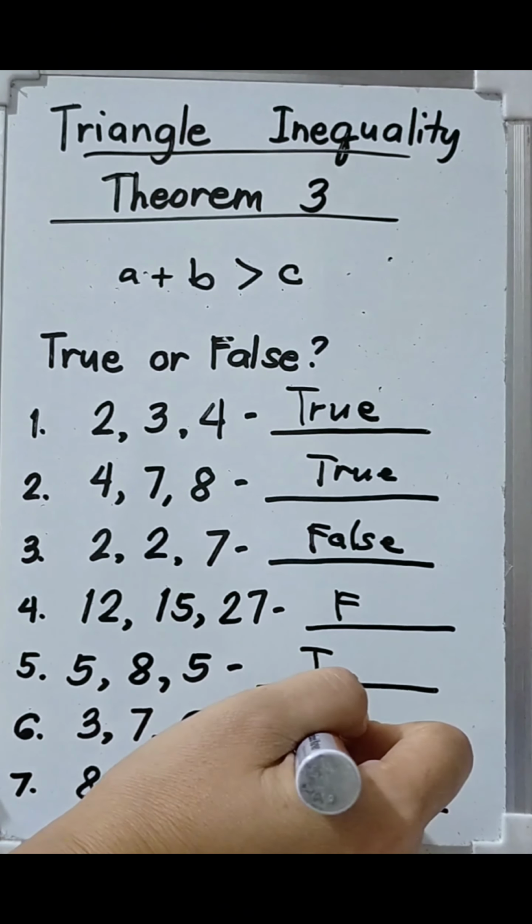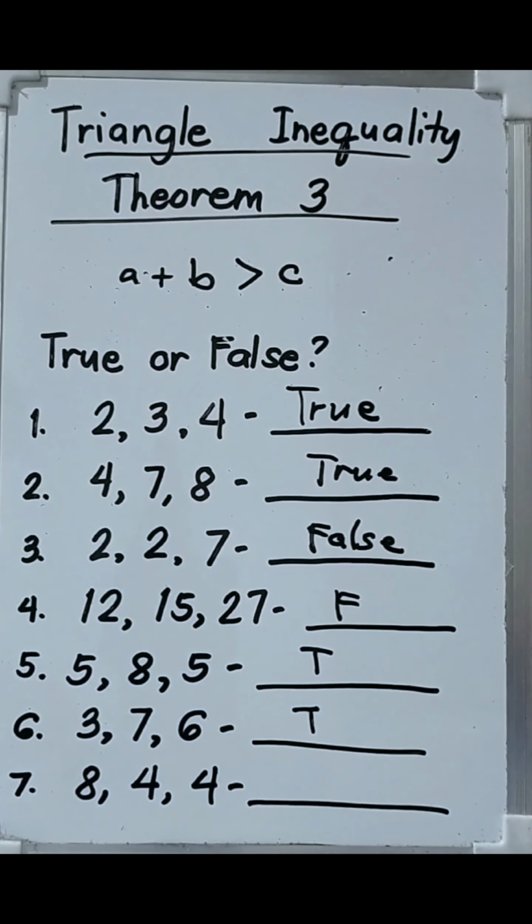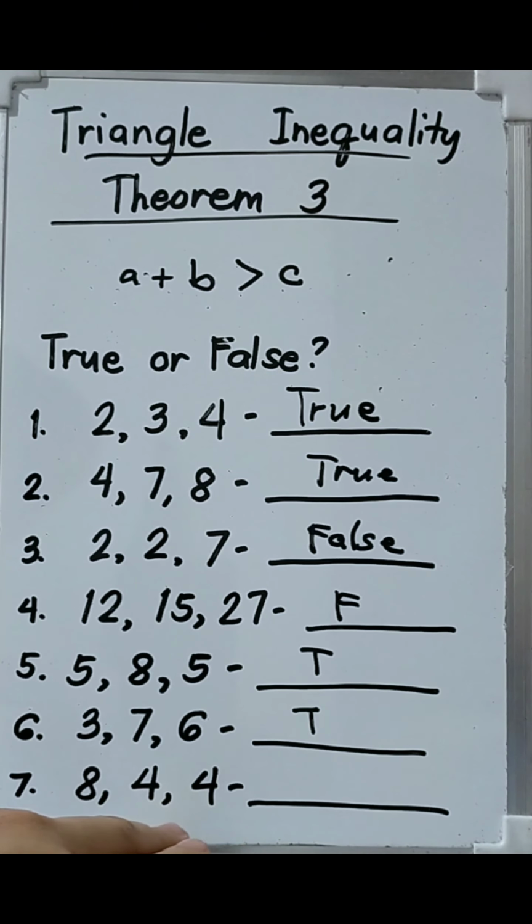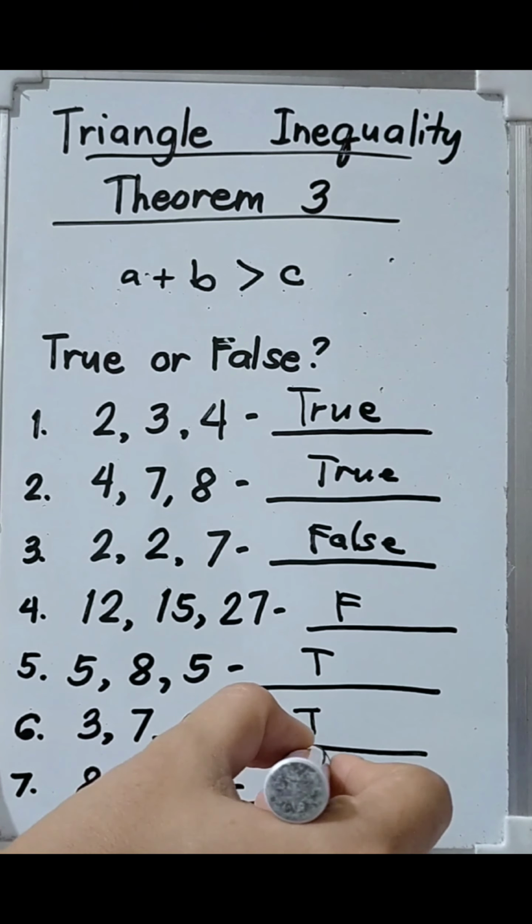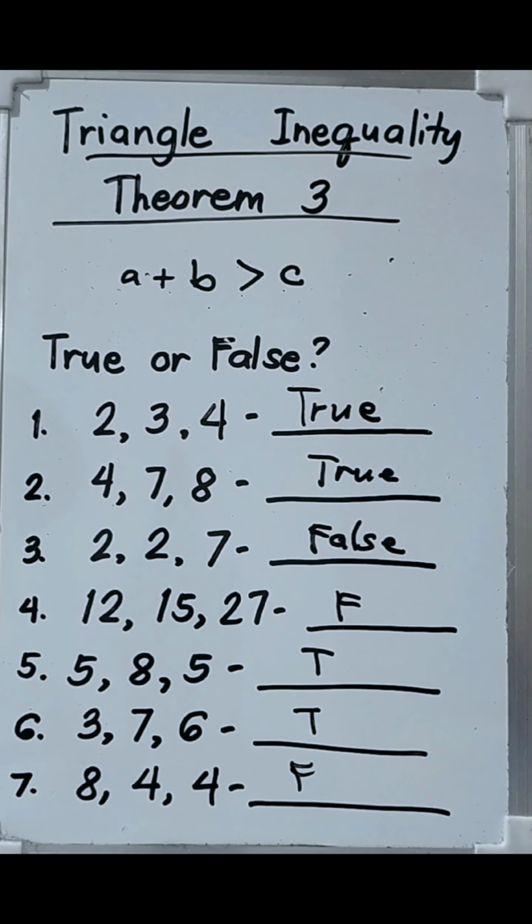Therefore, this is true. Number 7, pag tinignan mo to, ito 4 plus 4 is equal to 8 and 8 is equal to 8. So, hindi siya pwede. So, number 7 is false. Okay. So, ganun lang kadali yung triangle inequality theorem 3.